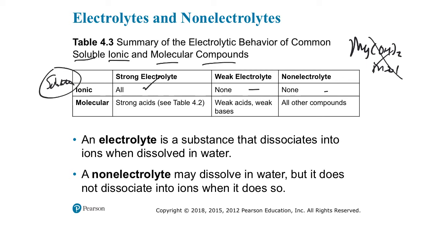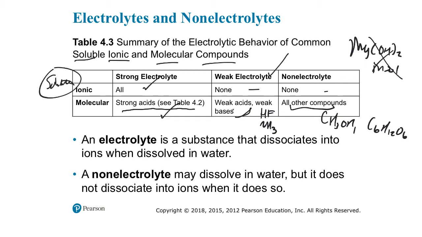Okay, so our molecular compounds that are water soluble: the strong acids in water completely ionize. The weak acids and weak bases, things like HF and NH3, molecular compounds, if they dissolve in water, would be weak electrolytes. And then all the other compounds that are water soluble, molecular, in water, would be non-electrolytes. So this would be something like methanol, glucose, sucrose, etc.